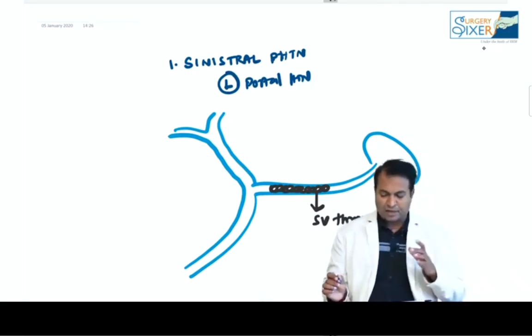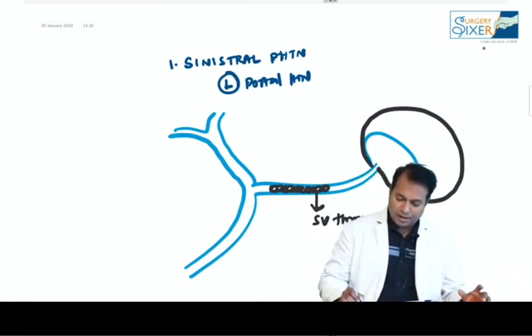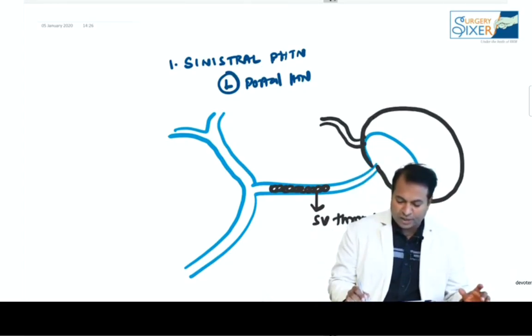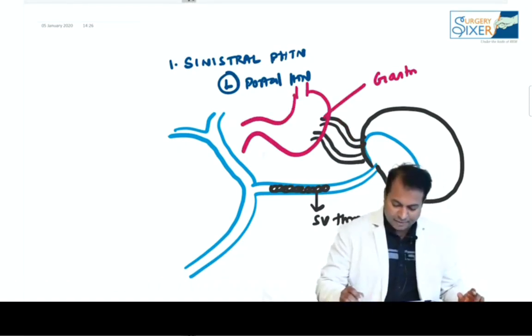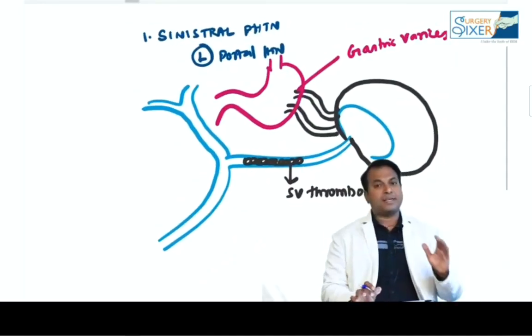Because of the splenic vein thrombosis, the spleen gets enlarged, and from there the short gastric veins will form collaterals towards the stomach, and therefore they form gastric varices. So this one picture is enough to make the entire sinistral portal hypertension clear for the exam.